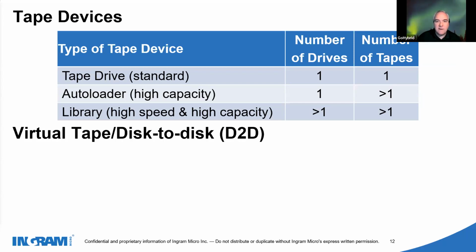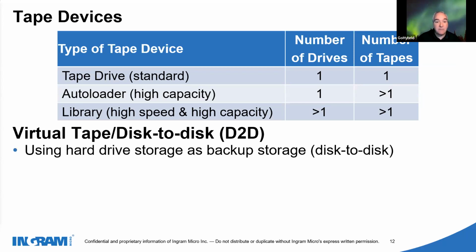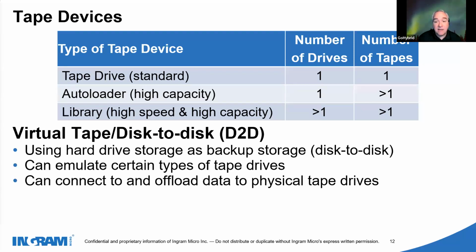There are also things called virtual tape, or disk to disk, or D to D, sometimes they're referred to. And this is using hard drive storage as a backup. And virtual tape devices typically emulate some sort of tape drive. So in your backup software, you may refer to it as a tape drive, and it kind of simulates a tape, which is why they call it virtual tape. A lot of times too, you can connect an actual tape drive to a virtual tape device and offload what's on the disk to disk of the virtual tape device to a tape. So you still have the ability to take a tape cartridge off site in case of disaster recovery.